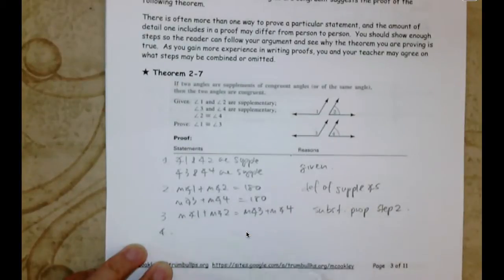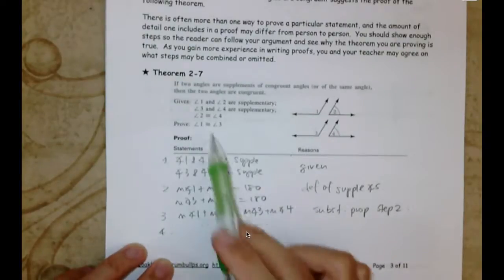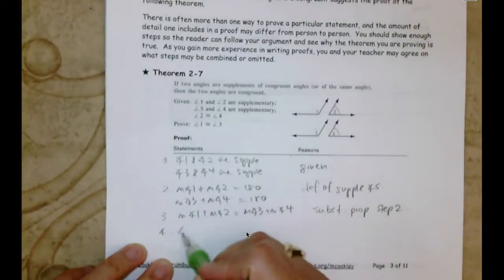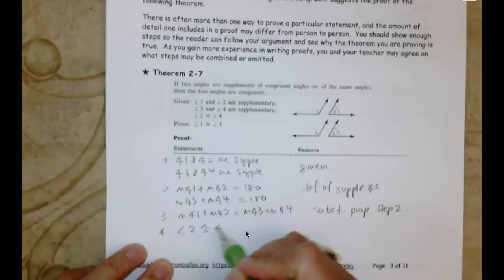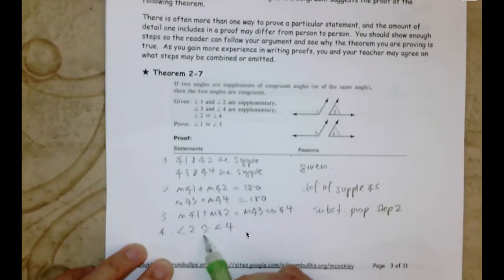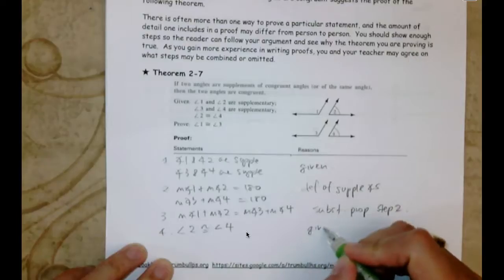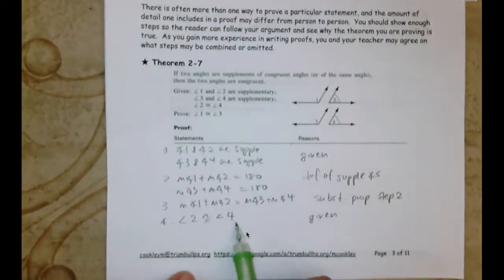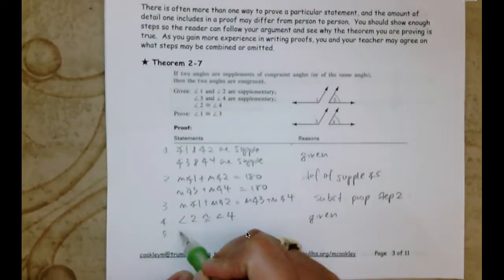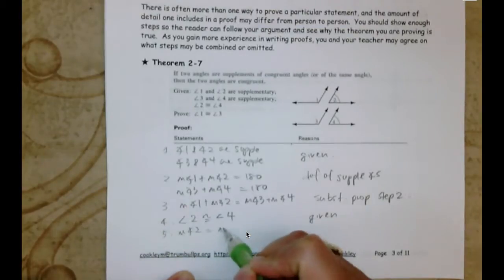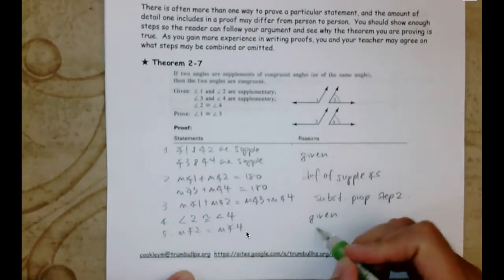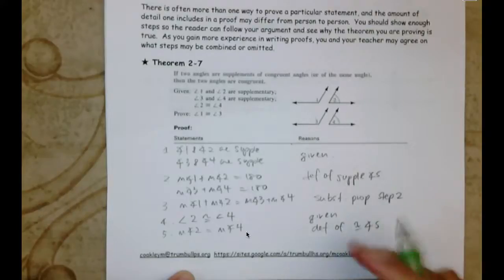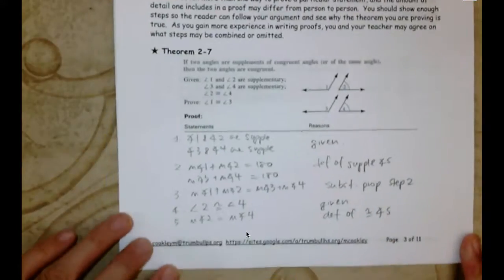And line number 4. From the given, we know that angle 2 and angle 4 are congruent. So measure of angle 2 is congruent to measure of angle... No, I'm sorry. Angle 2 is congruent to angle 4, and that's given. We can't do anything with this with a plus and equal, so we got to change this to measure. So line 5, measure of angle 2 equal measure of angle 4, and that's the definition of congruent angles. We practiced this so many times, hopefully you know that by now.